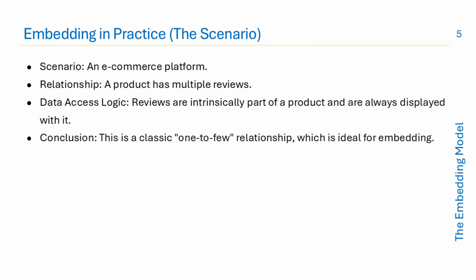Let's make this tangible with a classic e-commerce example. A product and its user reviews. In this scenario, the reviews don't really have an independent identity. They belong to the product. When a user navigates to a product page, the application needs to show the product's details and its reviews simultaneously. This is a perfect one-to-few relationship. We expect a product to have dozens, maybe hundreds of reviews, but not millions. Because the child data, reviews, is almost always needed with the parent data, product, and the relationship is bounded, embedding becomes the most logical and high-performance modeling choice.